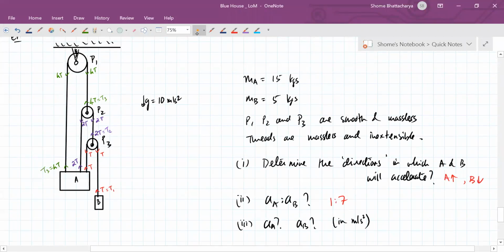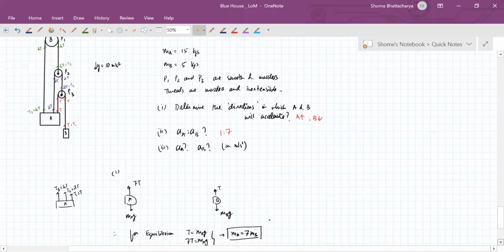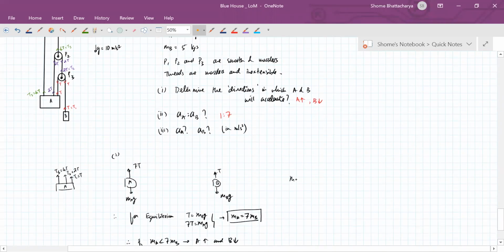Because specifically I've taken the masses to be 15 and 5 here, so you can see. Okay. So the mass of A is only 3 times the mass of B. Or it is less than the required 7 times mass of B. So this situation is happening.